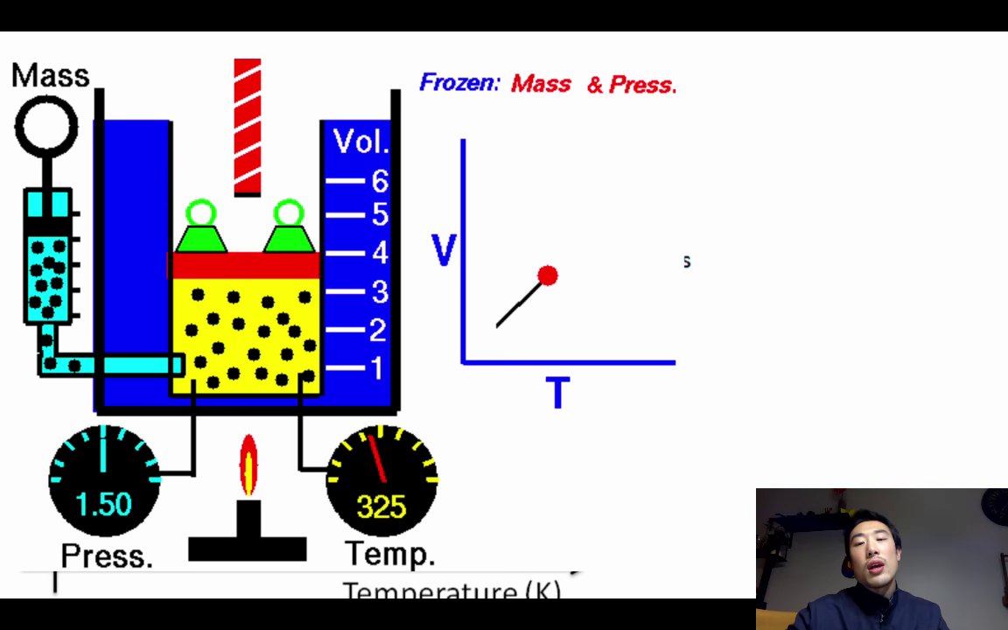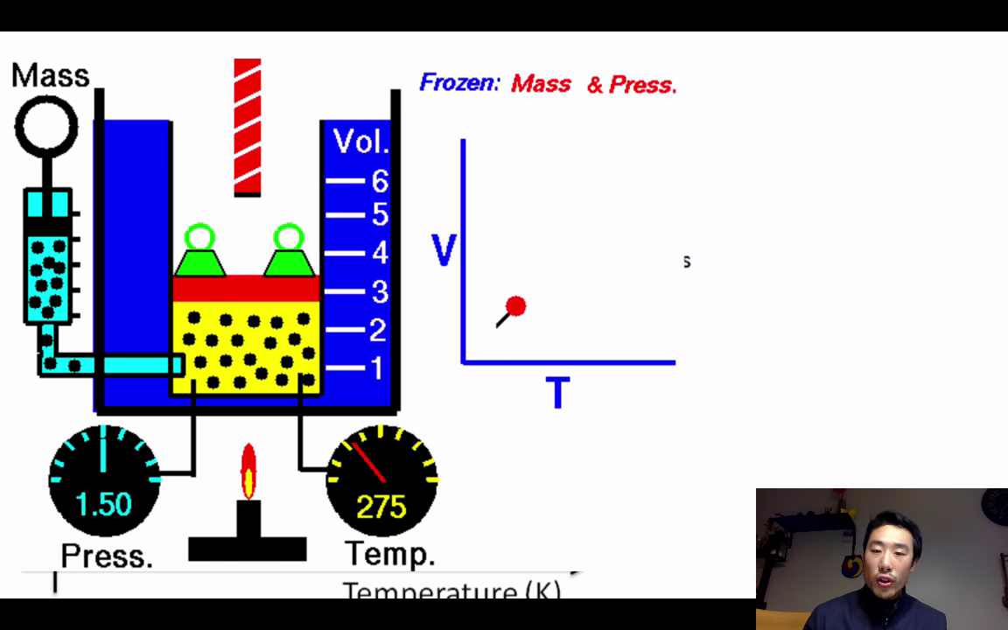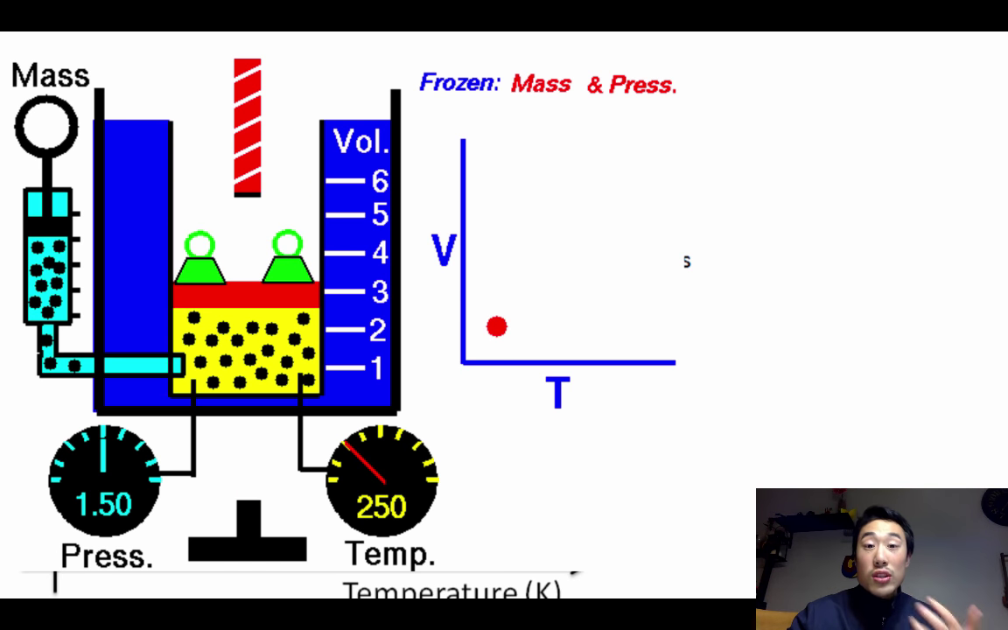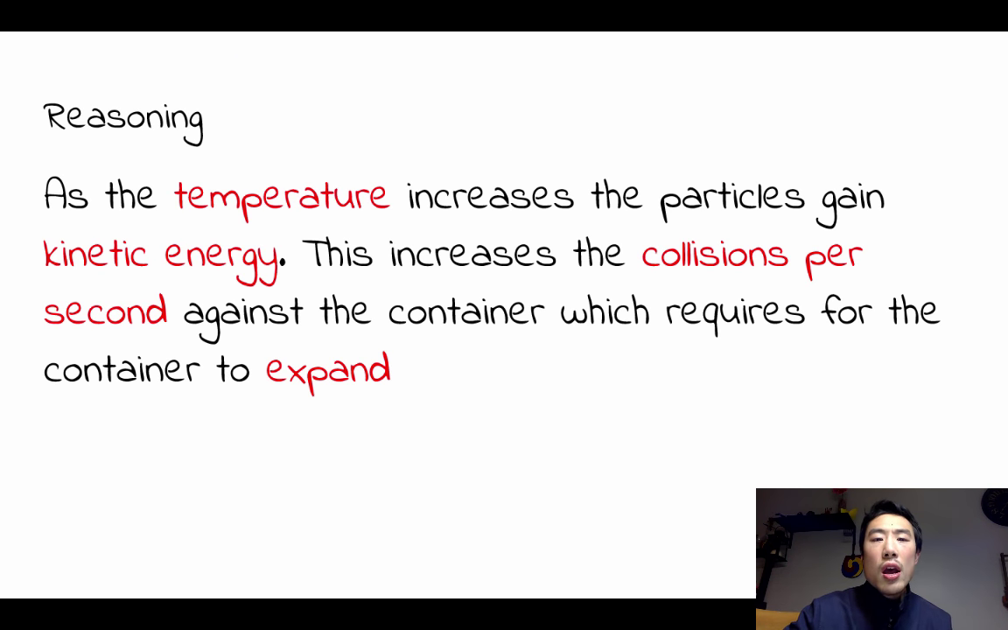The temperature increases, and when that happens, the volume increases. And in order for this to happen, the temperature also has to increase. So as the temperature increases, the particles gain kinetic energy from the increase in temperature. When the particles have more energy, they collide more and more per second against the container. And when this happens, the container has no choice but to expand because we're not holding the volume constant.